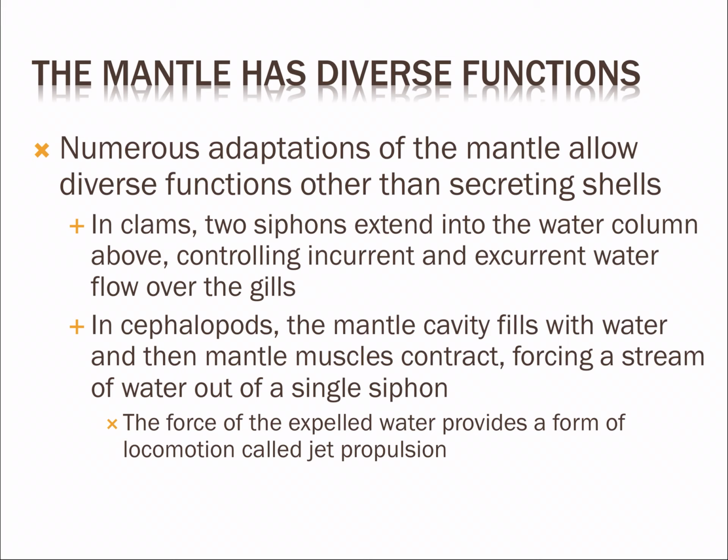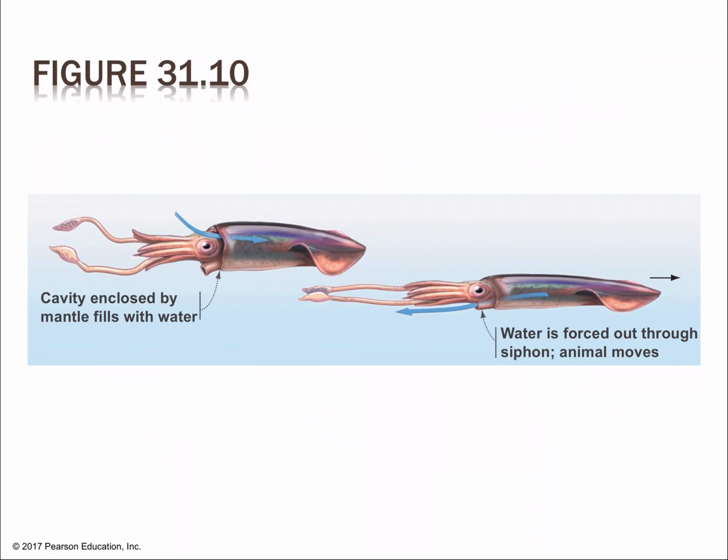So the bivalve structure, the two siphons in clams, extend into the water column and control the incurrent and excurrent flow of water over the gills. So that allows for movement and flow of water. In cephalopods, the mantle cavity fills with water. Mantle muscles contract, forcing a stream of water out of a single siphon. So you can imagine that provides a very strong outward flow of water and can allow for locomotion and propulsion of cephalopods, being our octopus and squid. Okay, so you can see that cavity opening up in the mantle, closing with water, forcing it out through the siphon, and allowing the animal to move very quickly.